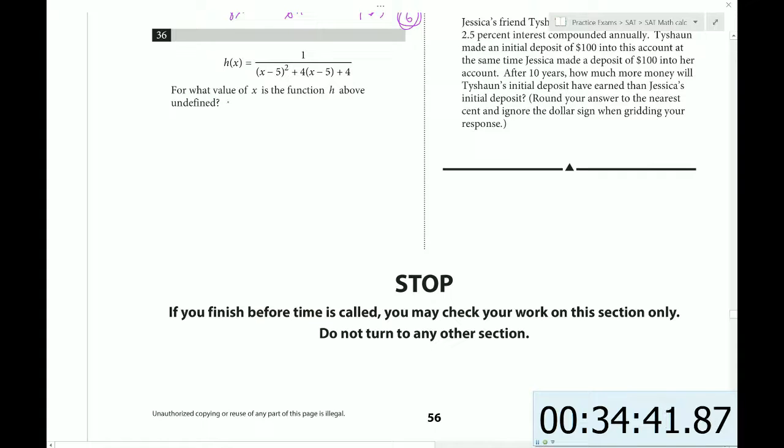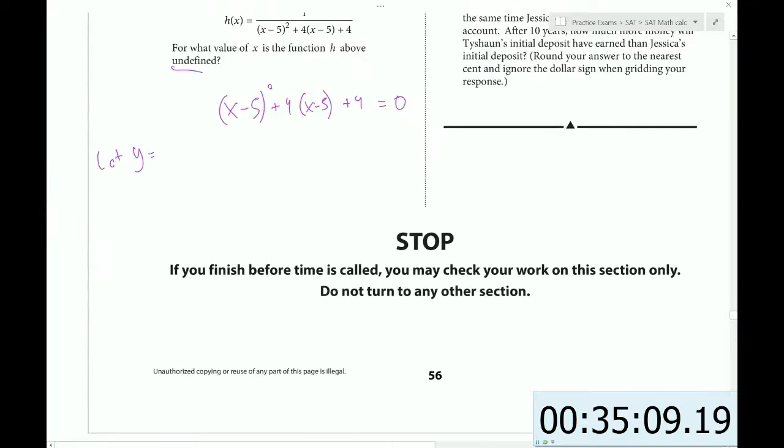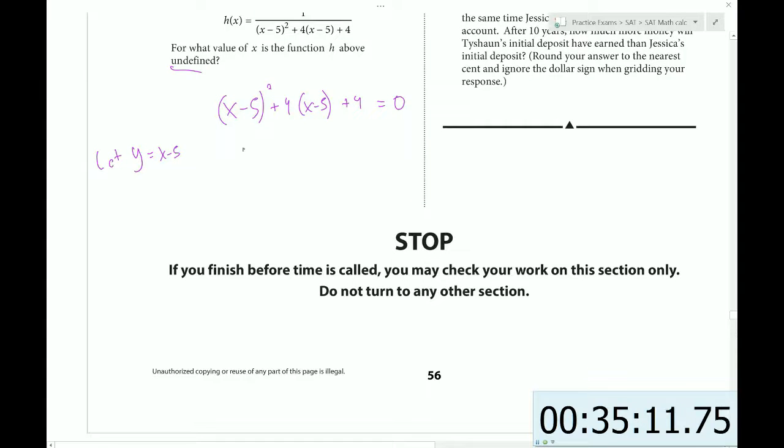For what value of x is the function h above undefined? So we have to set the denominator equal to 0. So (x minus 5) squared plus 4 times (x minus 5) plus 4 equals 0. Here's one way we could do it. We could let y represent x minus 5. Then we can do a substitution here. So this would be y squared, this would be 4y. Then we could factor with y.